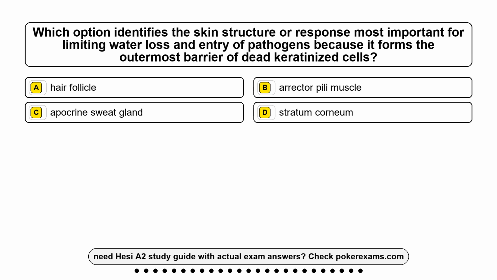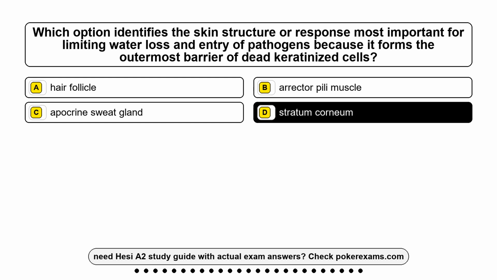Question 11. Which option identifies the skin structure or response most important for limiting water loss and entry of pathogens because it forms the outermost barrier of dead keratinized cells? Option A, hair follicle. Option B, erector pili muscle. Option C, apocrine sweat gland. Option D, stratum corneum. The correct answer is option D, stratum corneum.